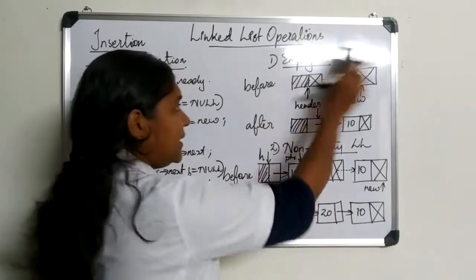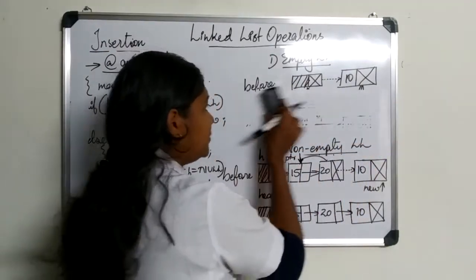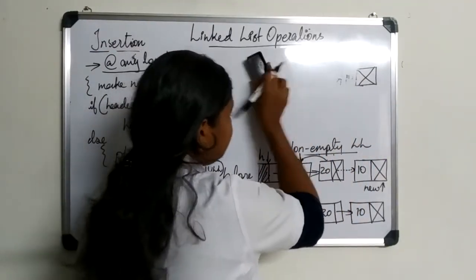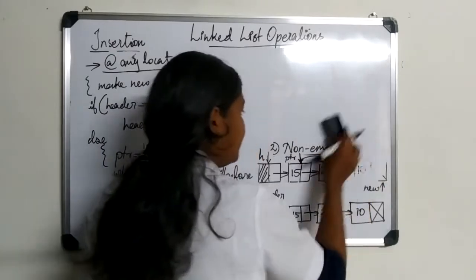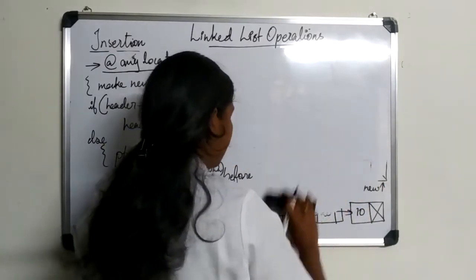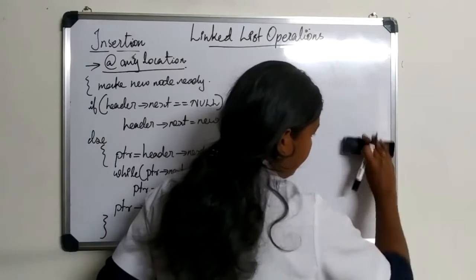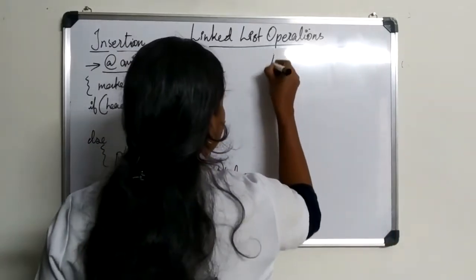So shall I rub this part? This is the same diagram which we discussed. We will discuss only the non-empty part, because this space is not enough to explain it. So, non-empty.